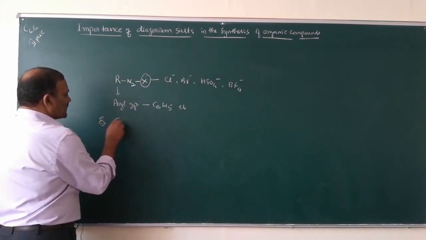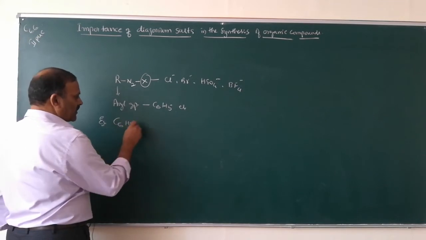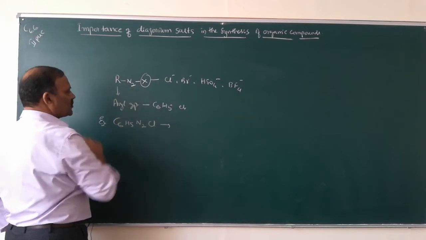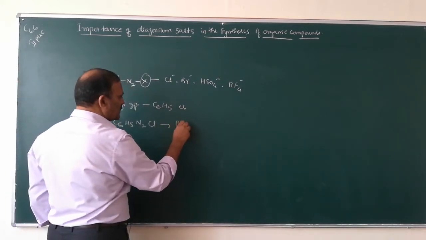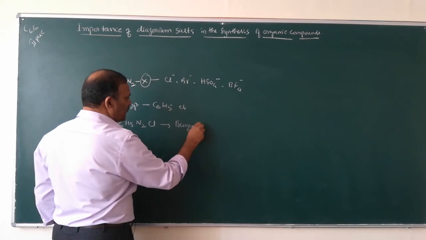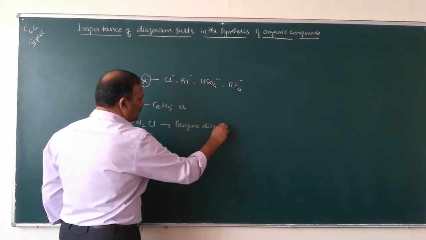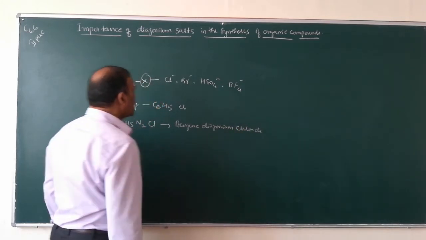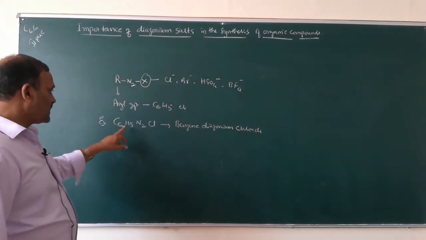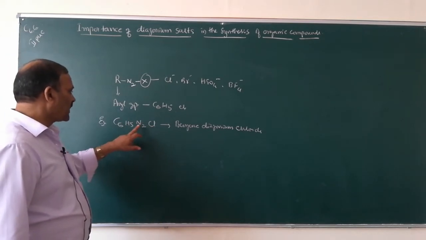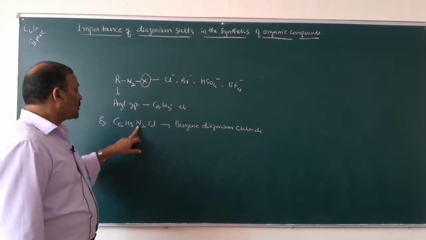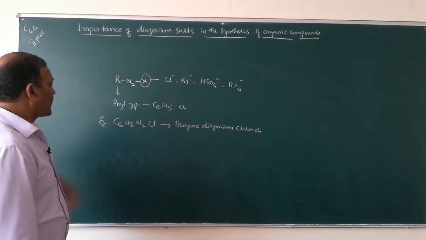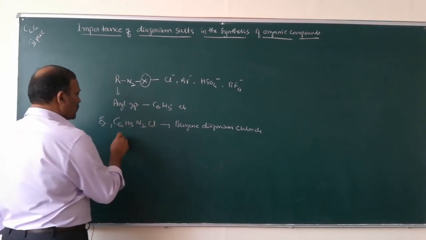Example: C6H5N2Cl. What is this compound called? This is called benzene diazonium chloride. Example for diazonium salt, benzene diazonium chloride. Diazo means two nitrogen atoms, diazo group. So, example number 1, benzene diazonium chloride.